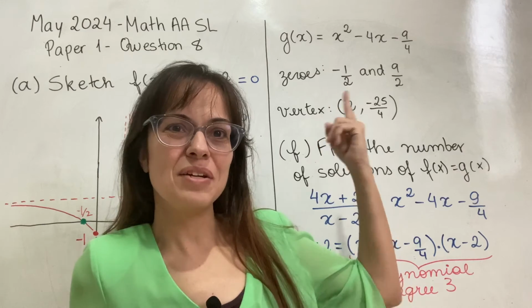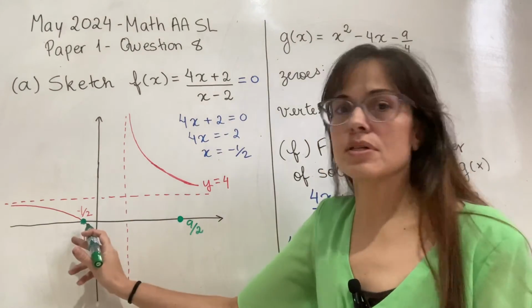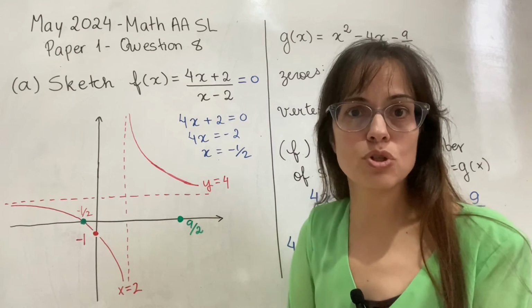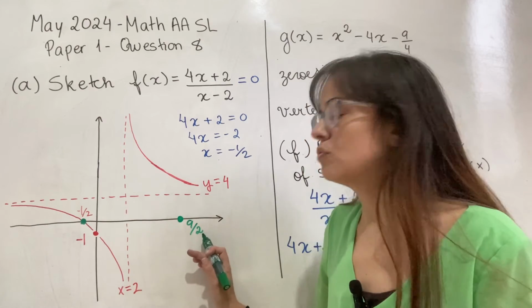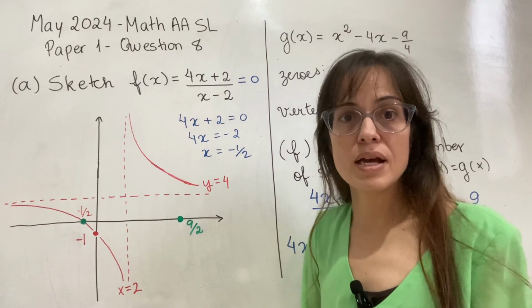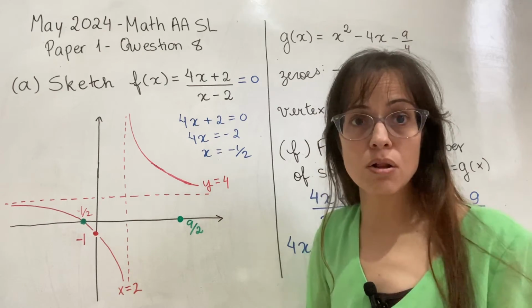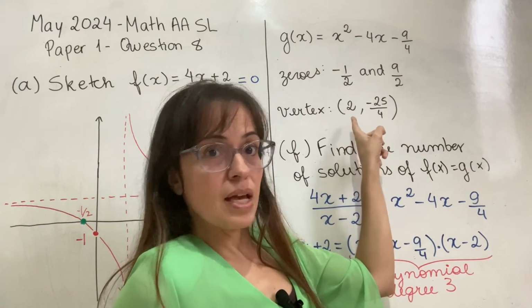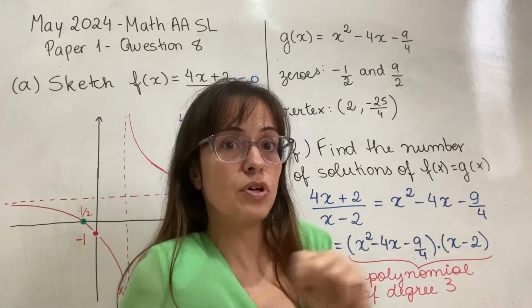The zeros are negative half and 9/2. Negative half was a coincidence because it was also one of the zeros of my other function, and 9/2 is right here. Now, as for the vertex, I think we're going to have a coincidence as well because the vertex is at coordinate x equals 2, which is also the vertical asymptote of the other function.